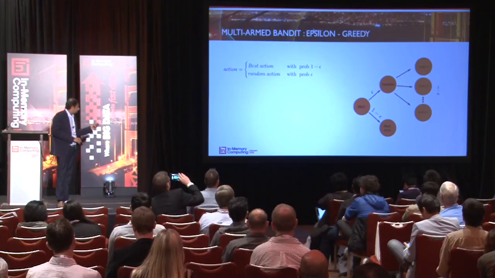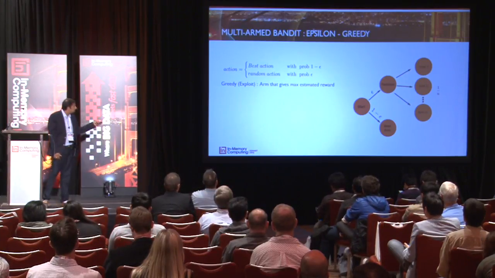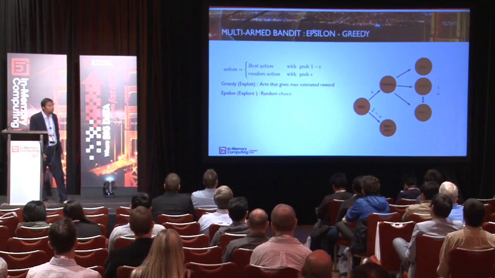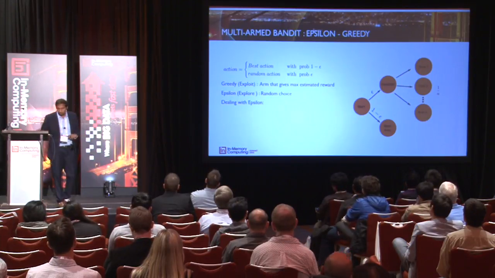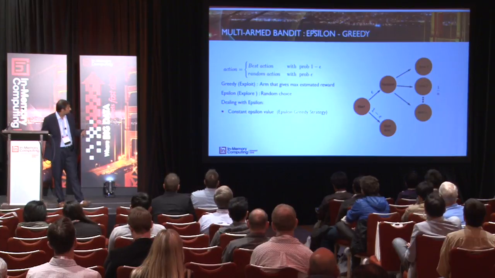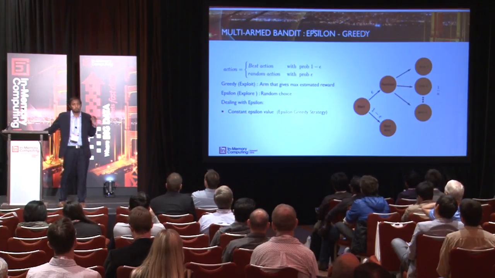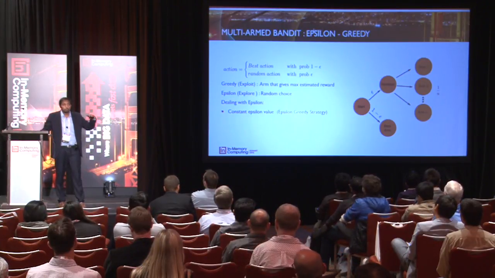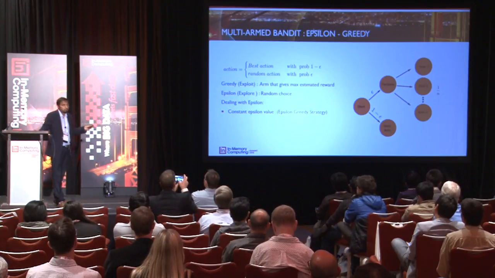And so exploiting is nothing but choosing the one that gives you maximum reward. Exploring is just random choice. And it's the simplest of the approaches. Now we can deal with epsilon in different ways. One is you can keep the epsilon constant. That means 10% of the time I will always explore. But from a regret point of view, you are taking a loss of 10% all the time.